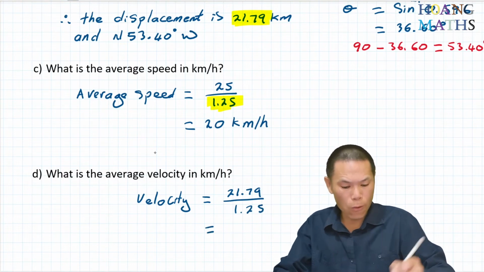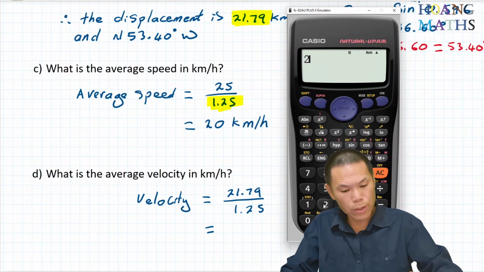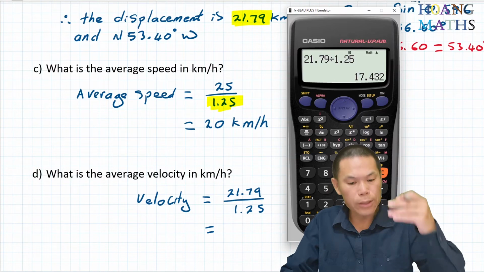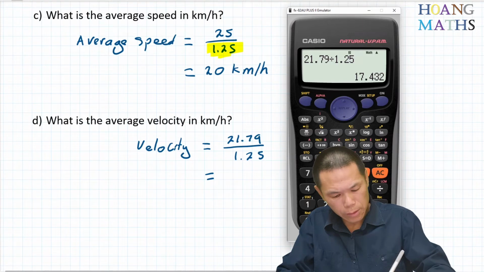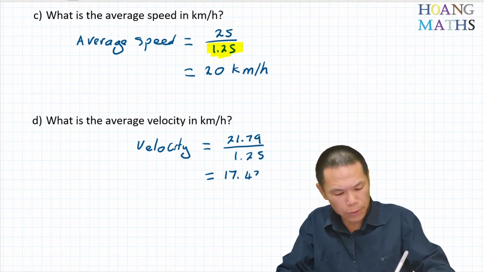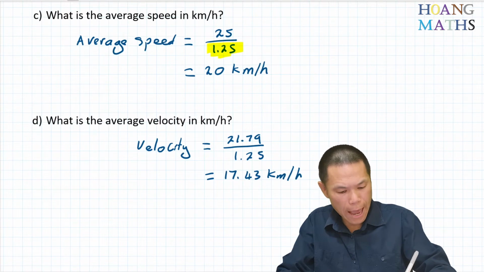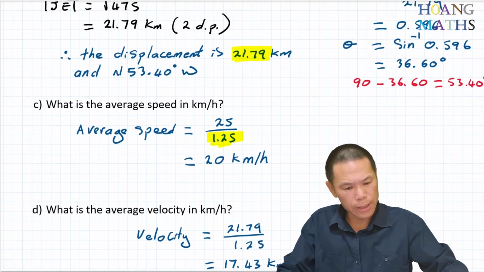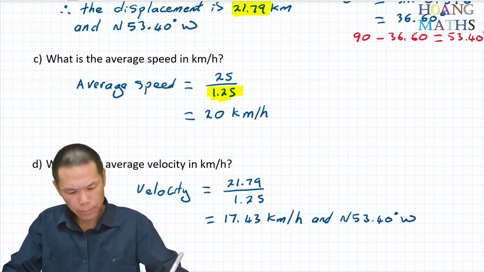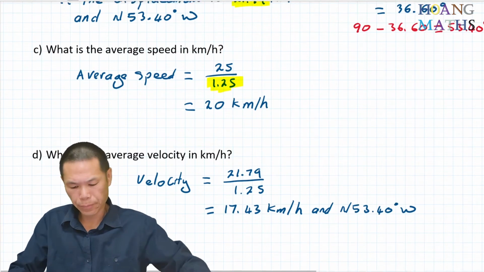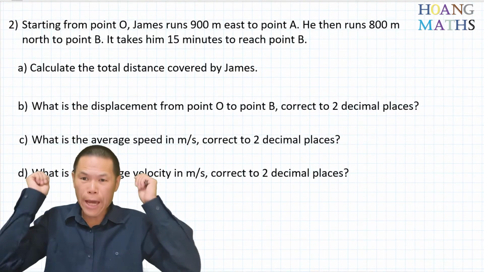So therefore, I just go 21.79 divided by 1.25. That is 17.432, so I just write 17.43 kilometers per hour. And the direction is north 53.40 degrees west. There you go. Please pause the video and try this one yourself.